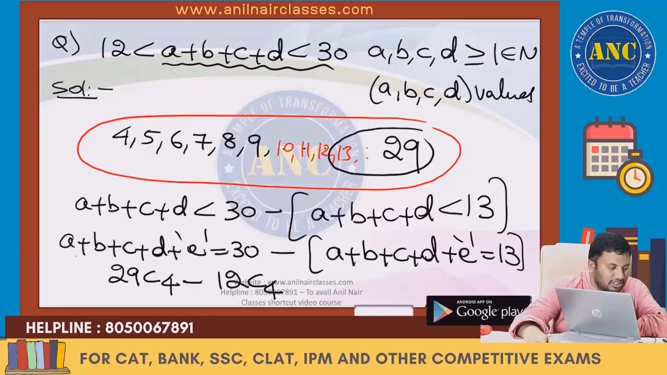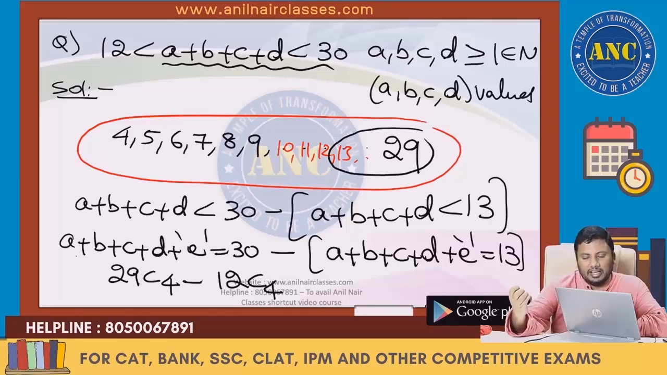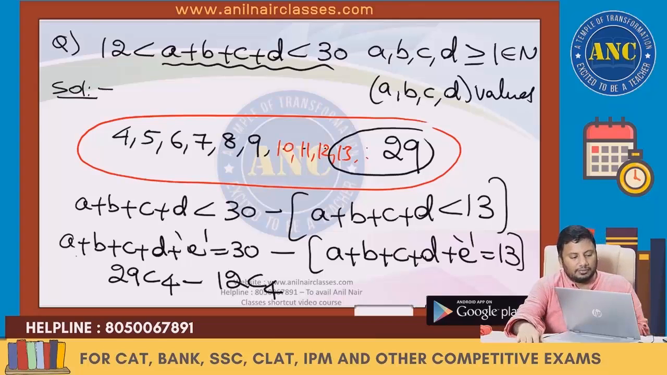29C4 minus 12C4. I hope, Chandu, you understood where the calculation mistake was. I hope this idea is clear to you. Next question. Please write down. Idea is clear? Next one.